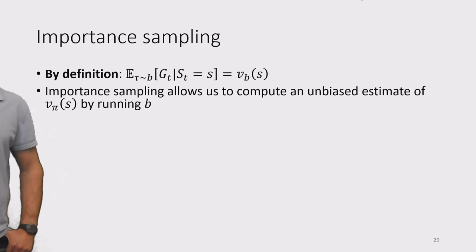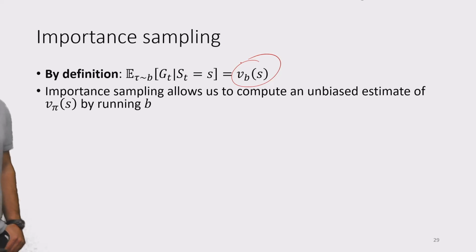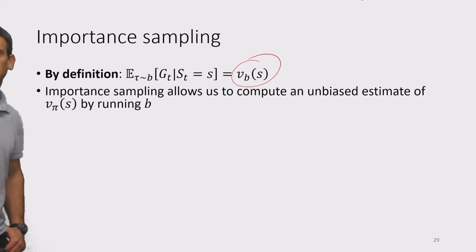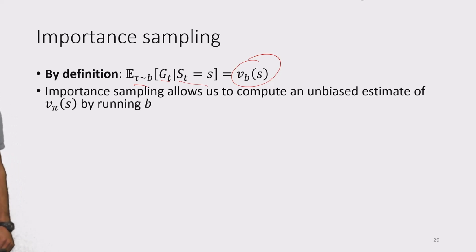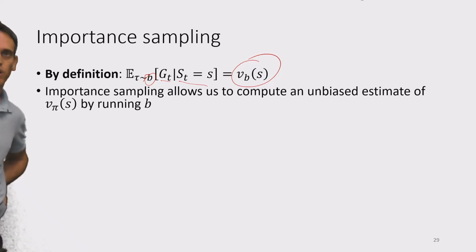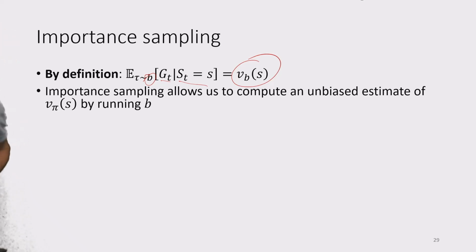So by definition, the state value under some policy B for any state is the expected returns after starting at that specific state and then sampling a trajectory from the policy that we would like to evaluate, right? Policy B. Importance sampling will allow us to compute an unbiased estimation of V pi s, so for some other policy, target policy pi, by running our behavioral policy B. So that's our goal.